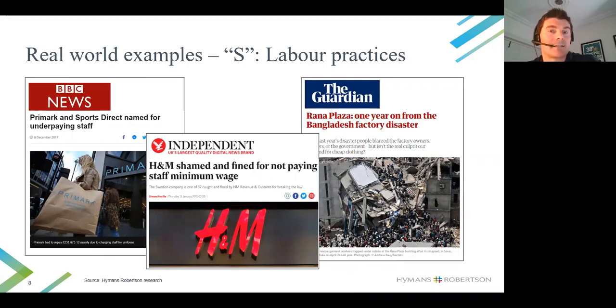If these practices continue, you could see a situation where their products are boycotted. So if you've invested in that company and they don't change their ways, then the financial value of the investment is probably going to be impaired over the long term.